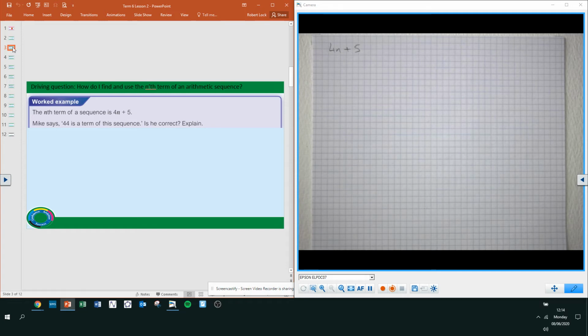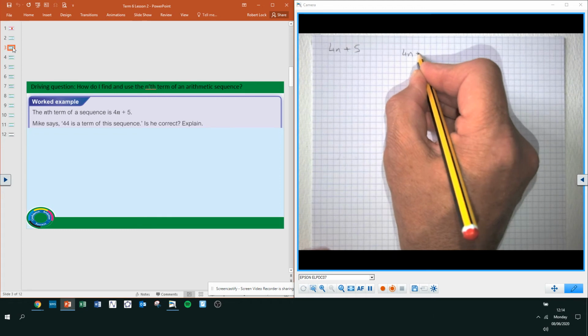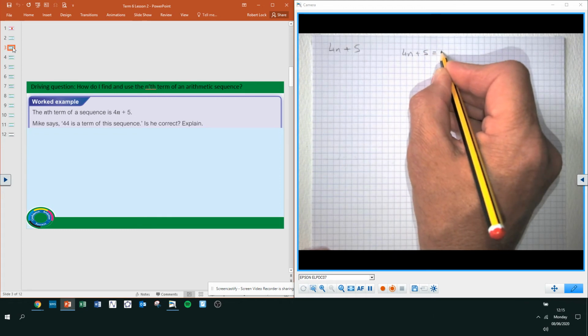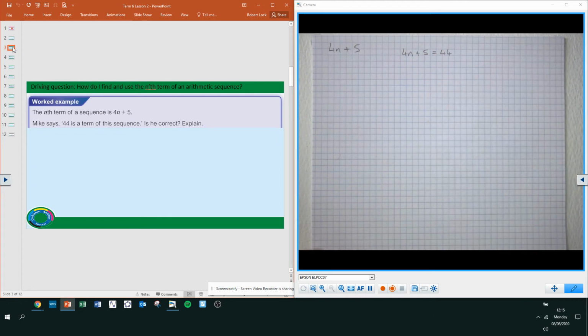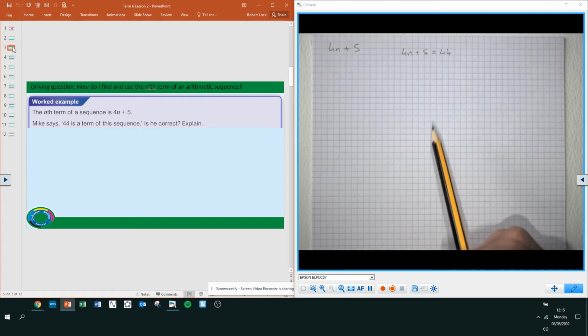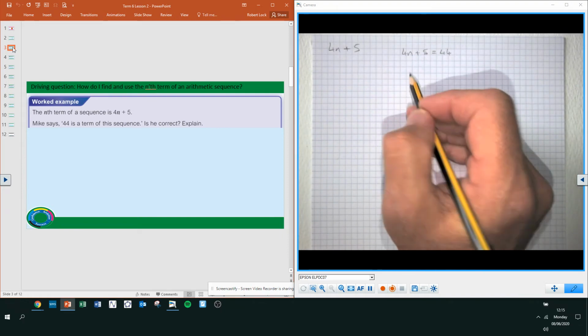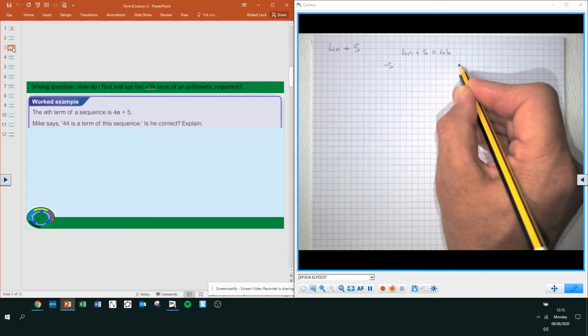Is he correct? Well, what Mike's saying is that 4n plus 5 equals 44. We've got ourselves an equation. Let's get all the letters on one side, and then get rid of the plus 5. Remember to use the inverse, the plus and the minus. We want to take 5 away on both sides.